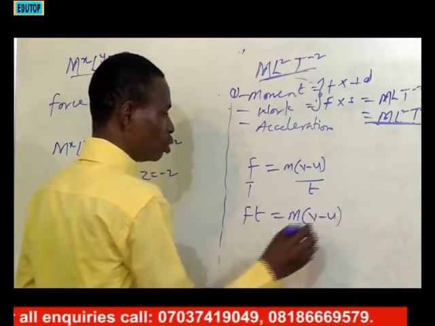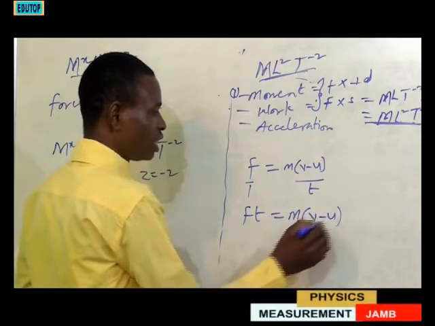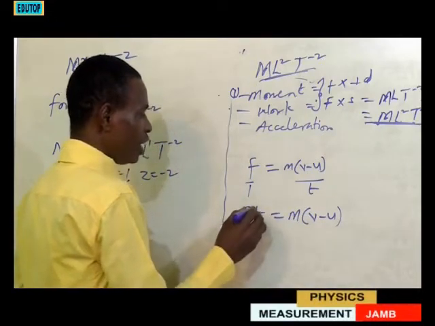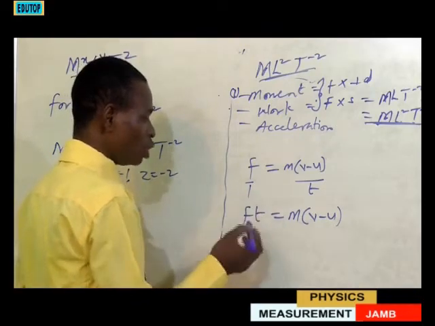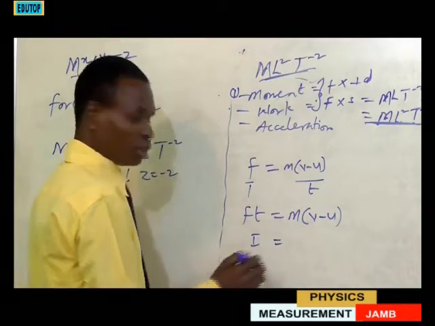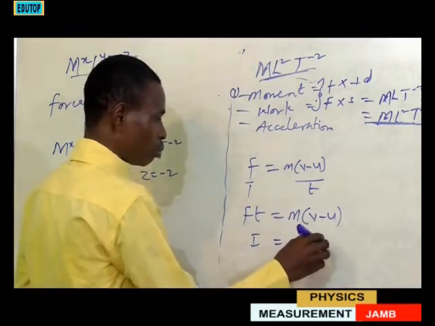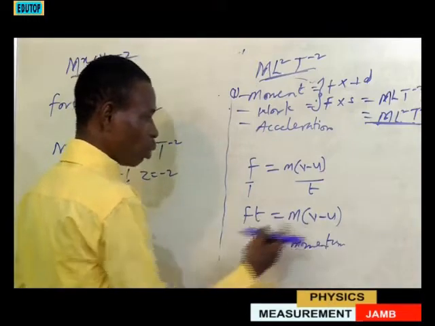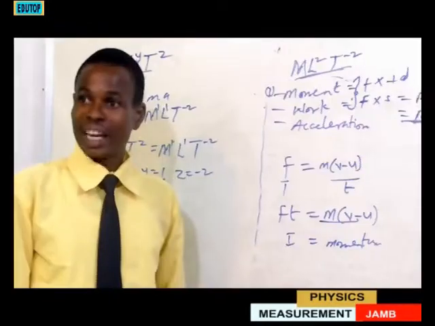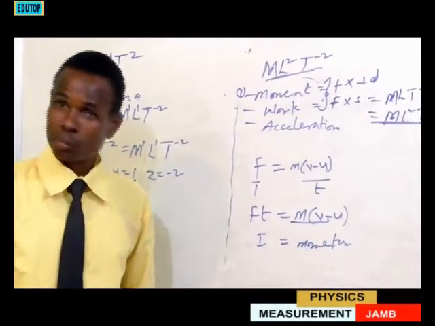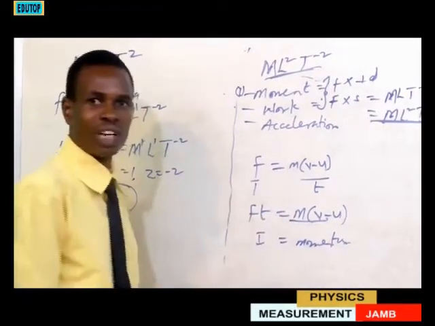Into v minus u, where v is the final velocity and u is the initial velocity. The impulse is defined as the product of force and time. So this is impulse, and this is momentum. Impulse is equal to what? Momentum. Can you see? The question says the physical quantity that has the same dimension as impulse is momentum. Not energy, not surface tension, not pressure. Please take note of that.